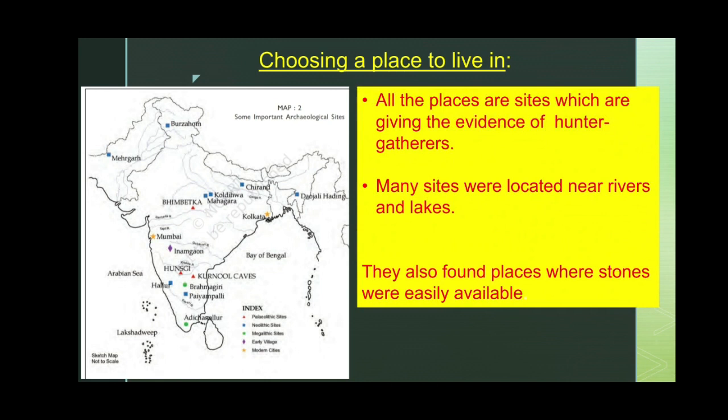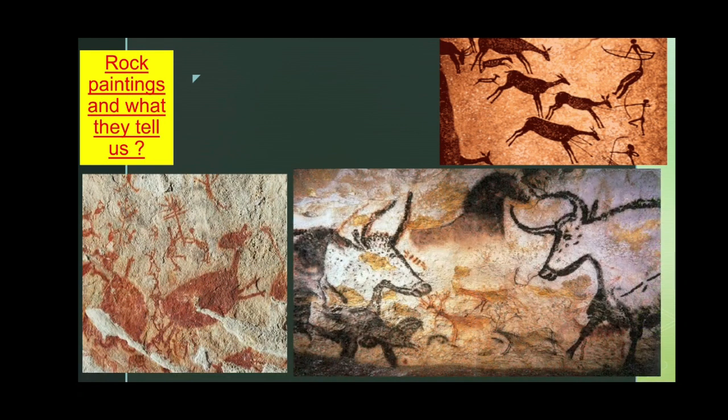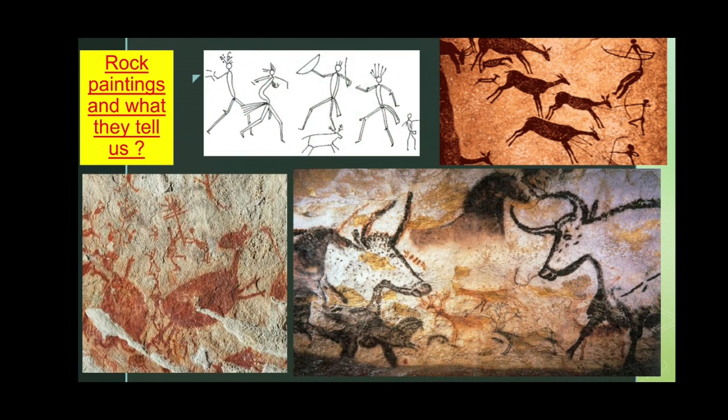The next topic we are going to see is rock painting and what it tells us. Other than hunting and gathering, many of the hunter-gatherers also started carving, or we can say rock painting, in the caves where they used to live. There they used to make pictures of animals. In the rock paintings they used to paint animals or their tribes and communities.